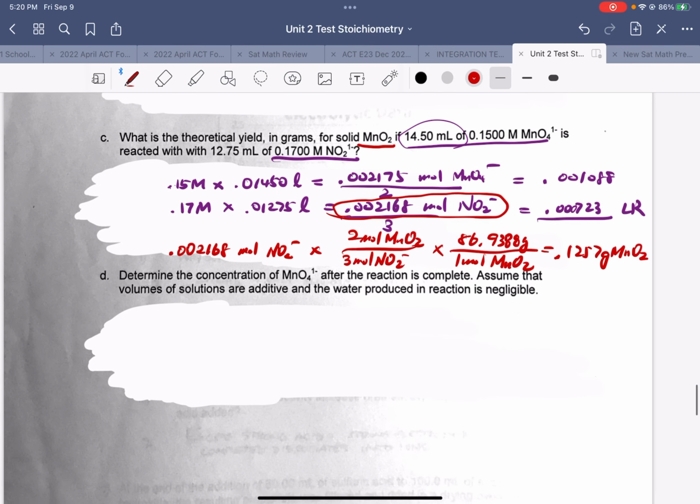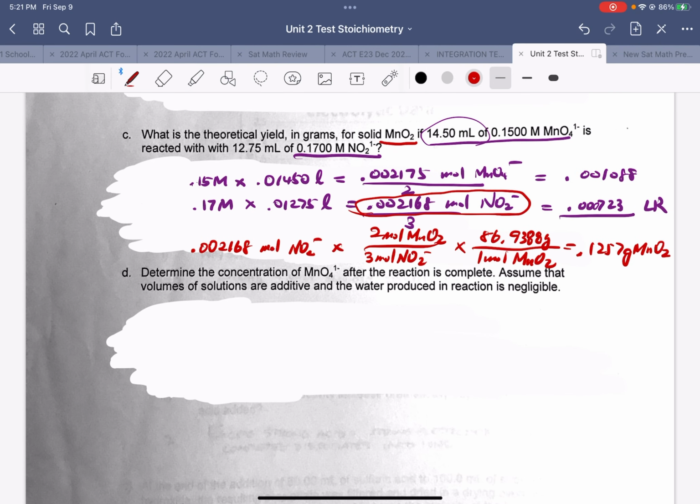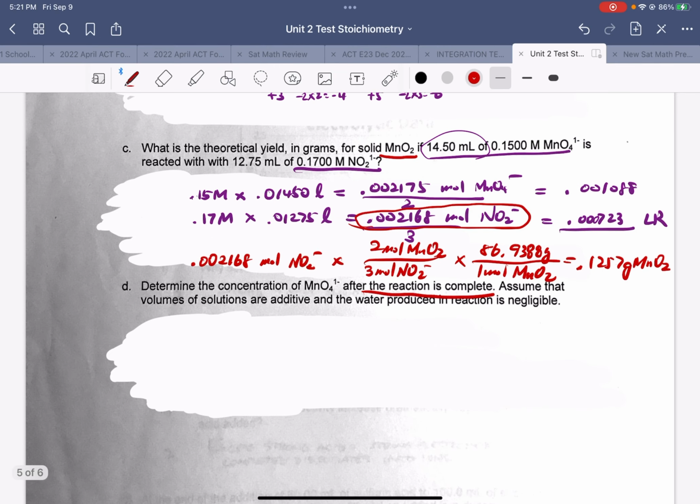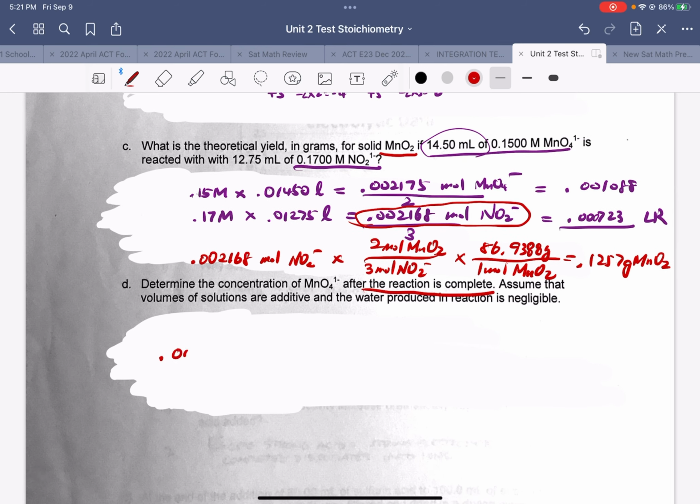Now let's move on to determine the concentration of MnO4 minus after the reaction is complete. After the reaction is complete, same equation here. Now assume the volumes of solution are additive and the water produced in the reaction is negligible. So what we know is that the limiting reactant, you're going to start from here, 0.002168 mole of that limiting reactant. It'll complete that one, NO2 minus.